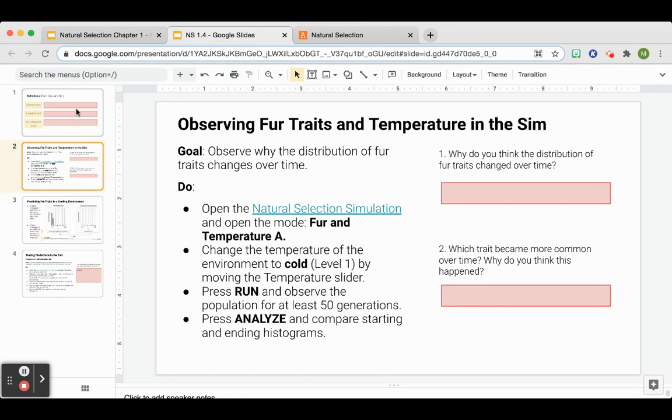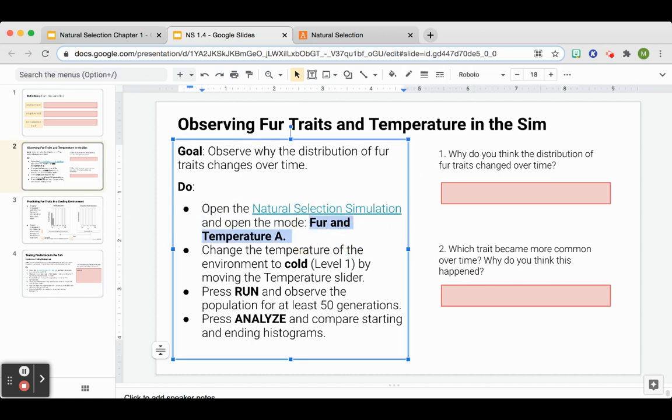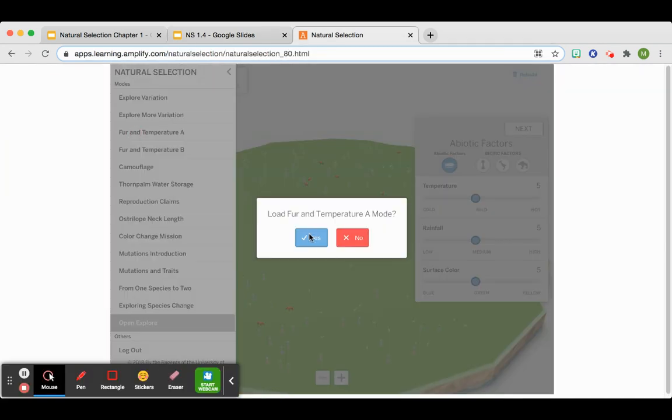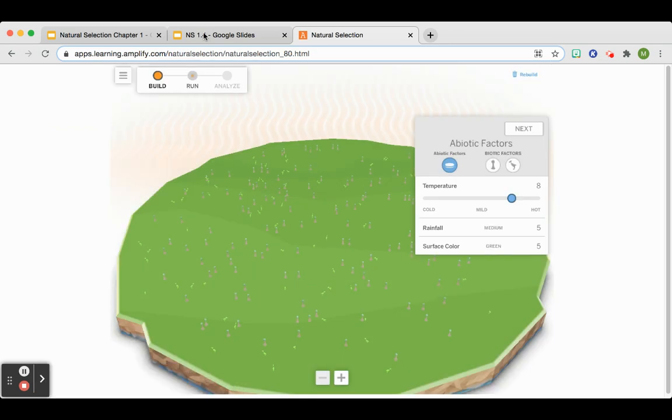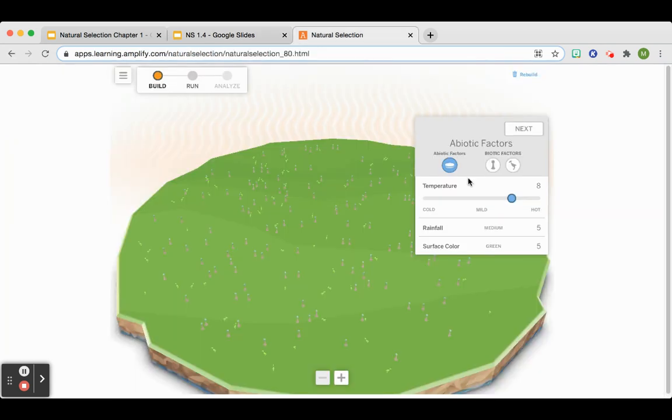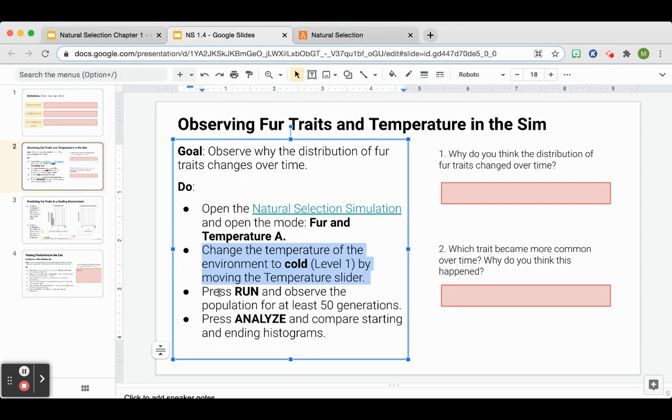They do not survive in this specific environment. Okay, so after you get the definitions down for those, first is a simulation activity. You need to open it up and we're going to put in mode fur and temperature A. So I'm going to click on this and go to fur and temperature A, load that mode, yes. Then I'm going to change the temperature of the environment to cold level 1 by moving the temperature slider. So I come here, I'm going to move it to level 1, cold. Then I'll run and observe the population after 50 generations at least.